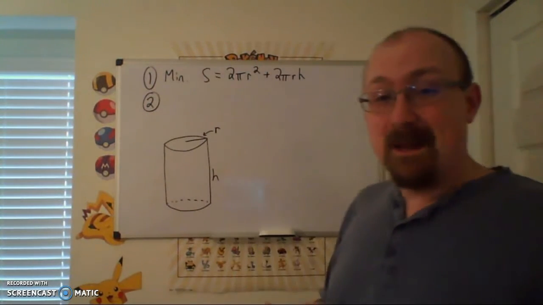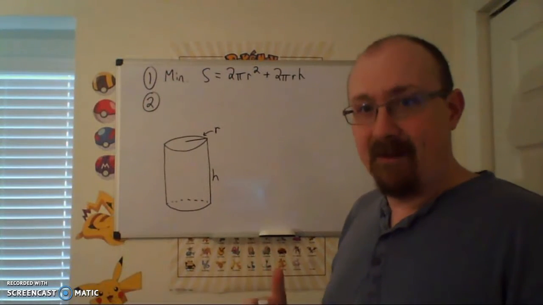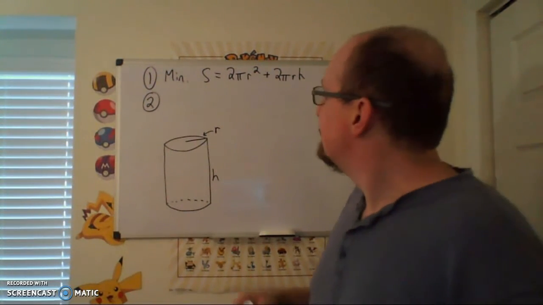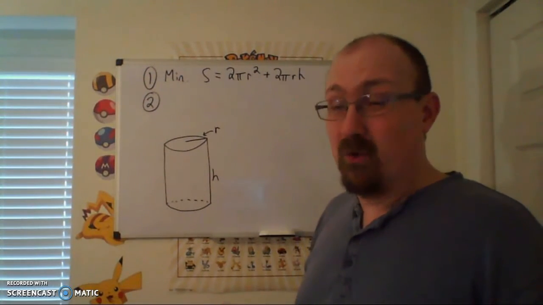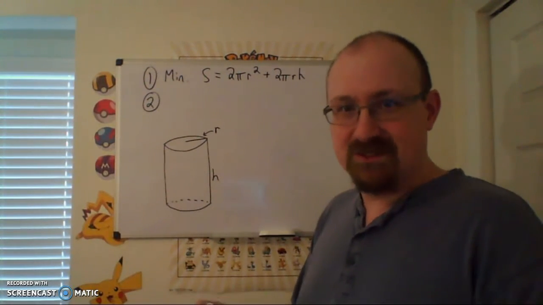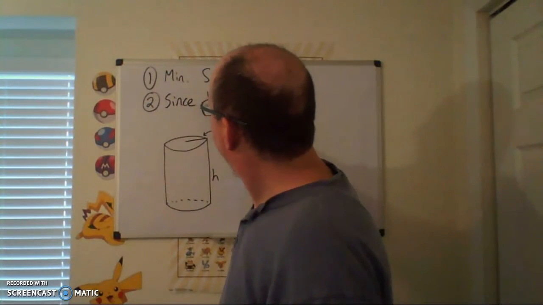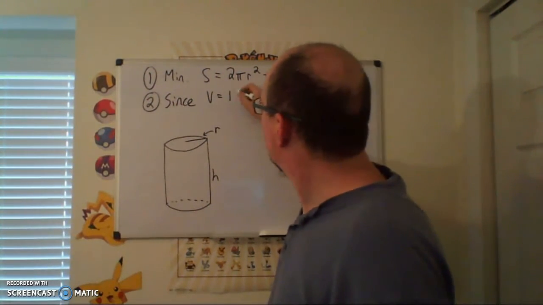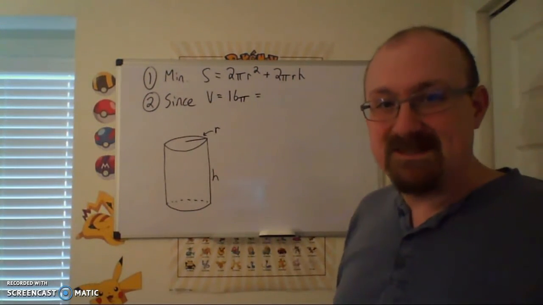So now, step 2 of the process says, find a way to take this thing and make it a 1 variable objective function that we can do our standard Calc 1 tricks on. We've been told that we need to enclose 16 pi cubic inches worth of soup. So that is a volume value. We know that our volume needs to be 16 pi.